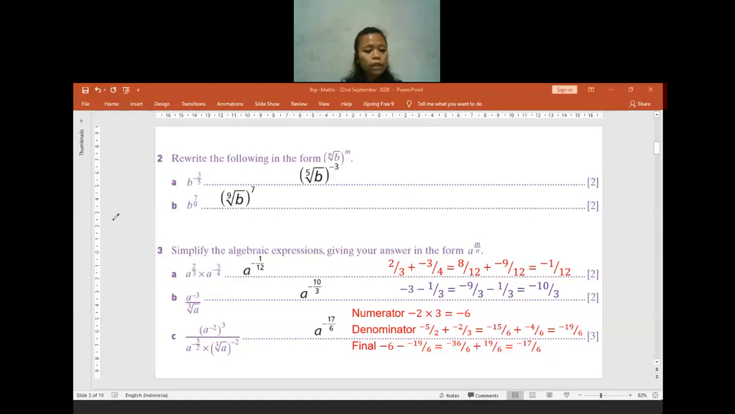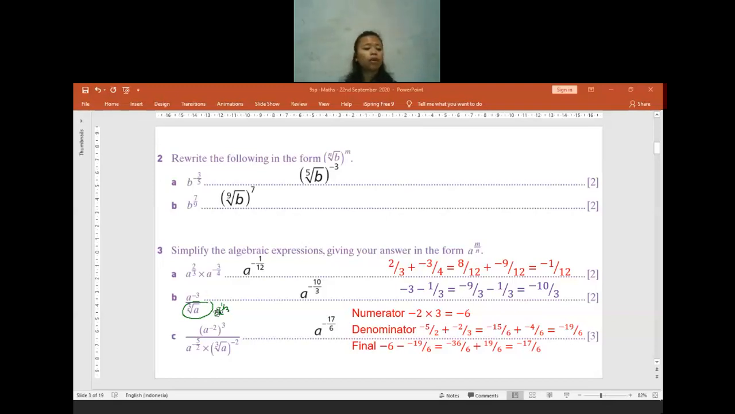So for this one, we can change it into a to the power of 1 per 3. Fraction means we do division. Using the index laws, we subtract the power. So we have negative 3 minus 1 per 3. We make all the denominators the same. Negative 3 will be negative 9 per 3 minus 1 per 3. So in the end, it will be negative 10 per 3. Any question? Any confusion? No?